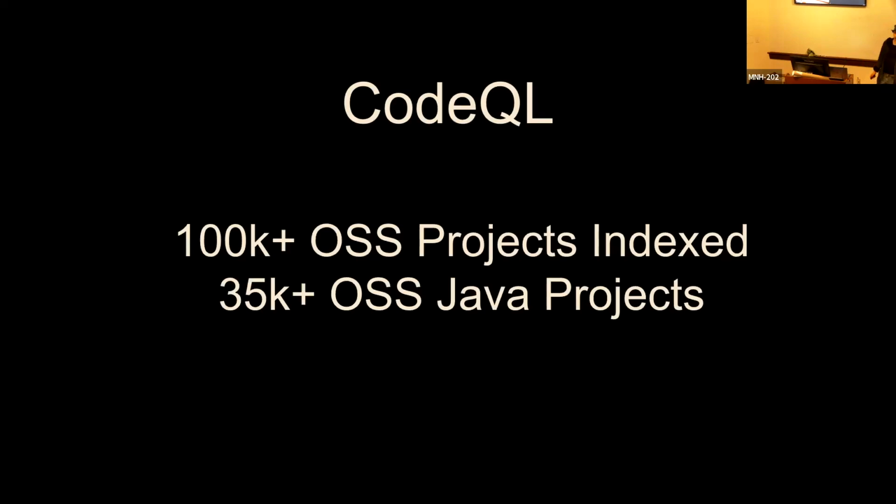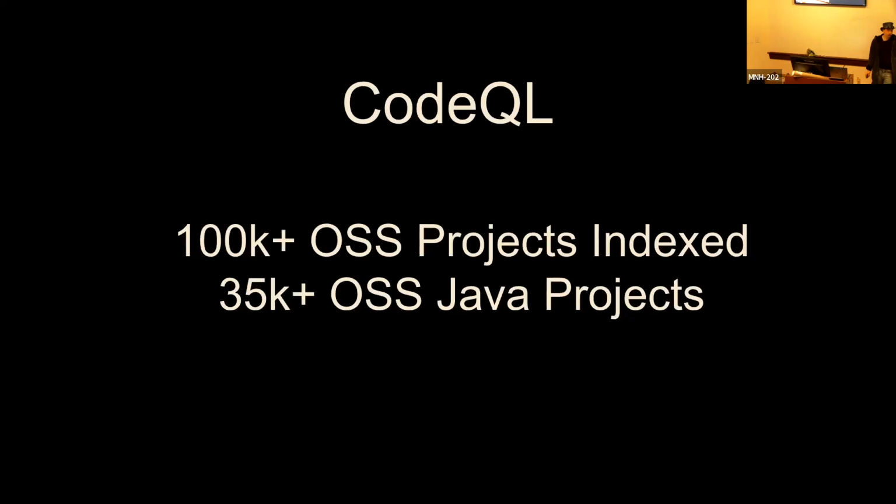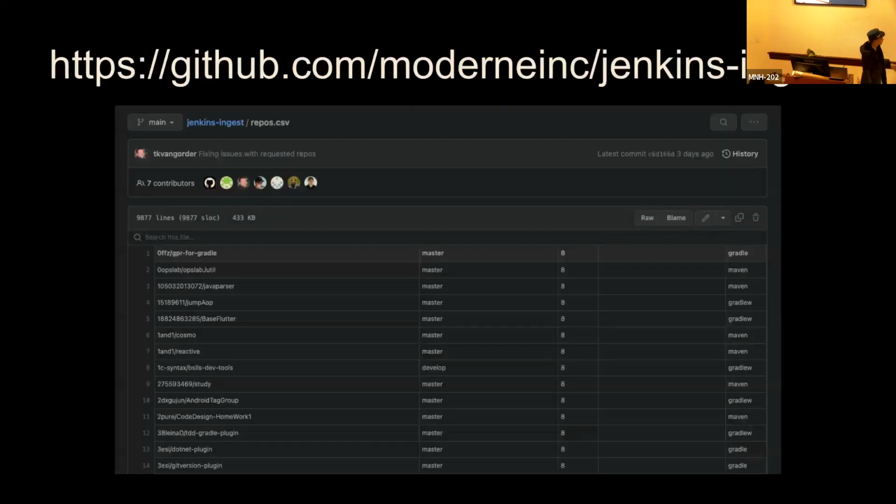This is where CodeQL comes in. CodeQL scans over 100,000 open source projects, and you can run your queries at scale across their open source. And they have 35,000 Java projects that they have indexed and are aware of that you can run your queries against. And so once you have a CodeQL query that you've written that finds a security vulnerability at scale across open source, you can take that list and give that back to Moderne and say, hey, please become aware of these repositories. And they will then add those to their CSV file list. They will go index them for you, and then you can run your recipes against those projects.